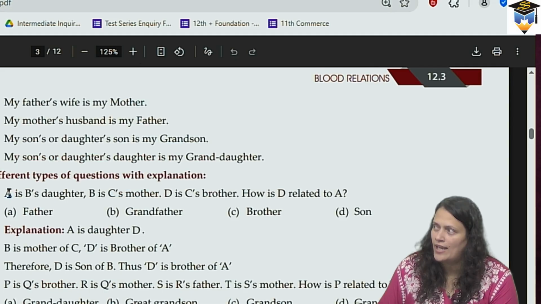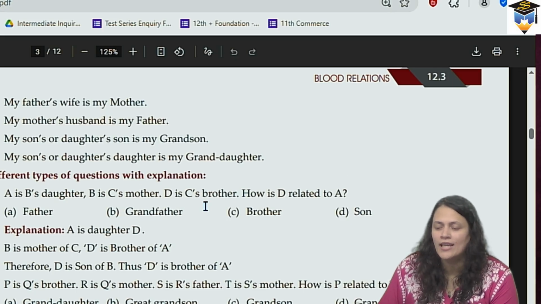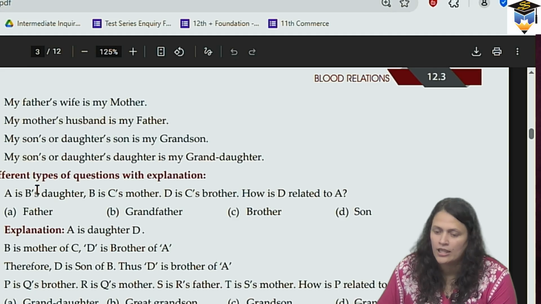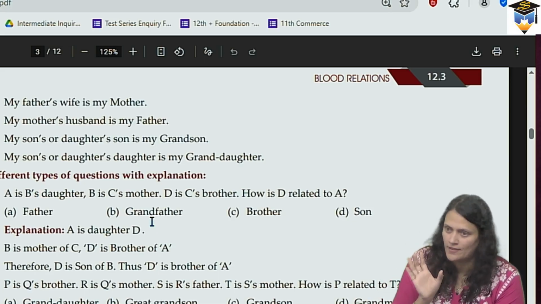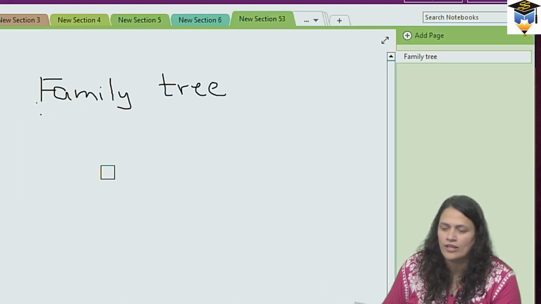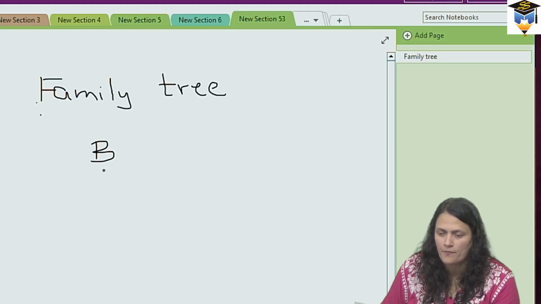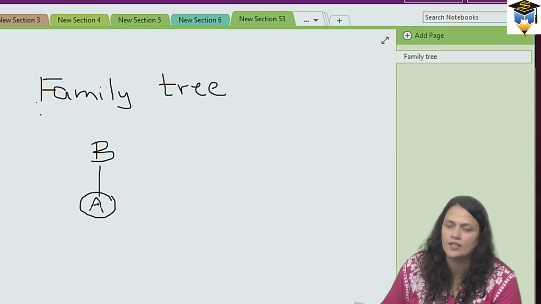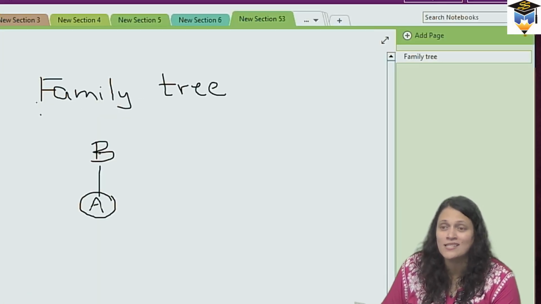A is B's daughter and B is C's mother. D is C's brother. So how is D related to A? That is the question. Now read the sentences carefully, convert them into simpler forms. A is B's daughter, so since she is a daughter I am going to represent her in a circle. B is C's mother.